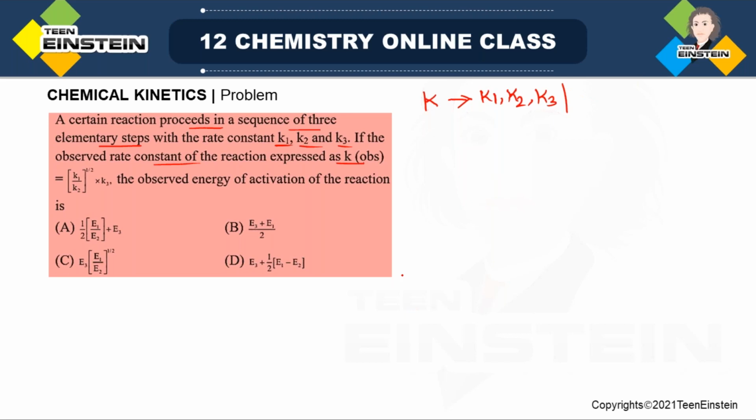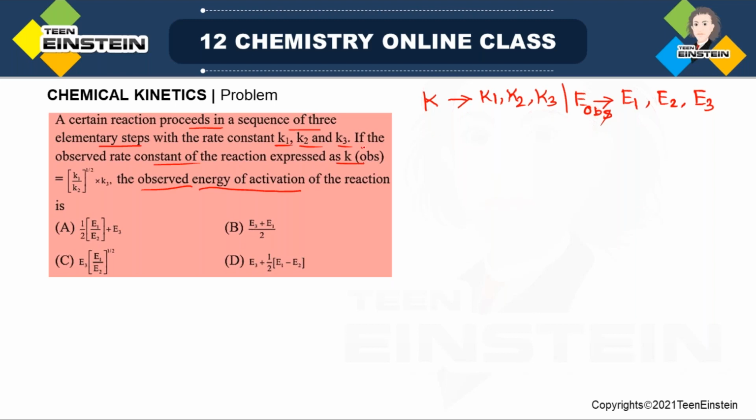Similarly, if we consider the energy of activation, that is the observed energy of activation, it is basically the overall energy of activation. And if we consider the individual energy of activation for step 1, step 2 and step 3, then these will be E1, E2, E3. We have to find out how the overall energy of activation, I'm writing simply E for simplification, it is actually E observed. E observed is related to E1, E2, E3. But what is the relationship between E observed and E1, E2, E3? That we have to find out.